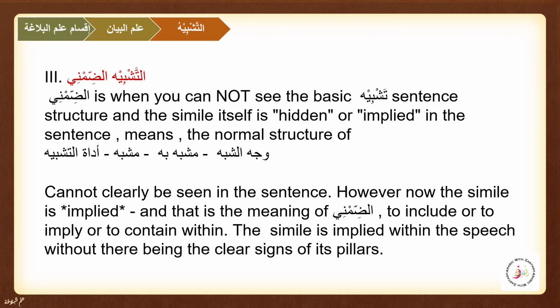So what is an implied simile? An implied simile, we can say, occurs when the basic structure of a simile, that is, we know the four main components, the mushabbah bihi, wajhu shabah, adatut tashbih, is not explicitly stated in a sentence. Like we have done when we were doing tashbih al mufrad, when the adatu tashbih and the wajh shabah were not mentioned, and there was only the mushabbah and mushabbah bihi, and we call it the tashbih al baligh.